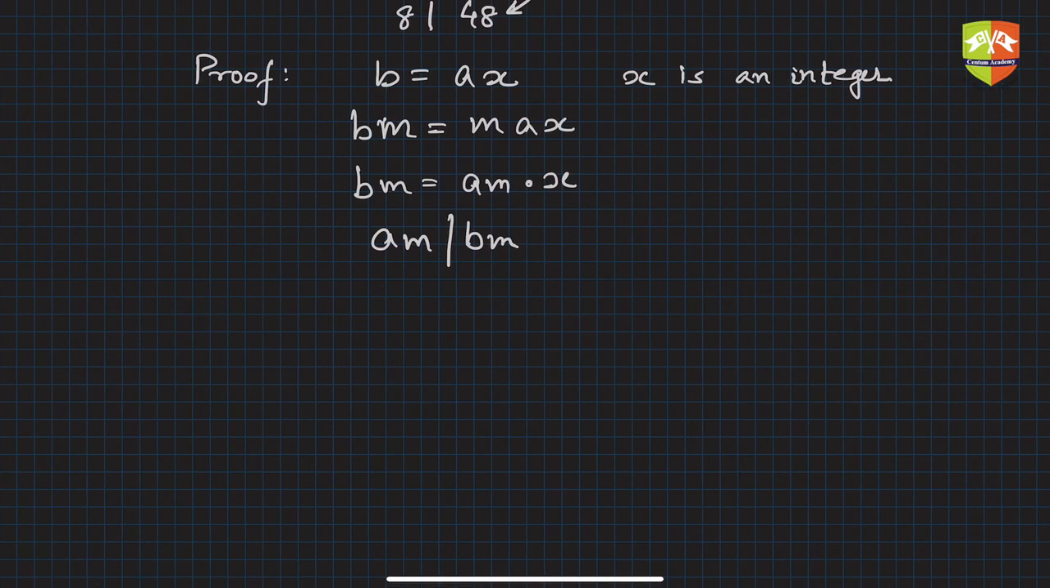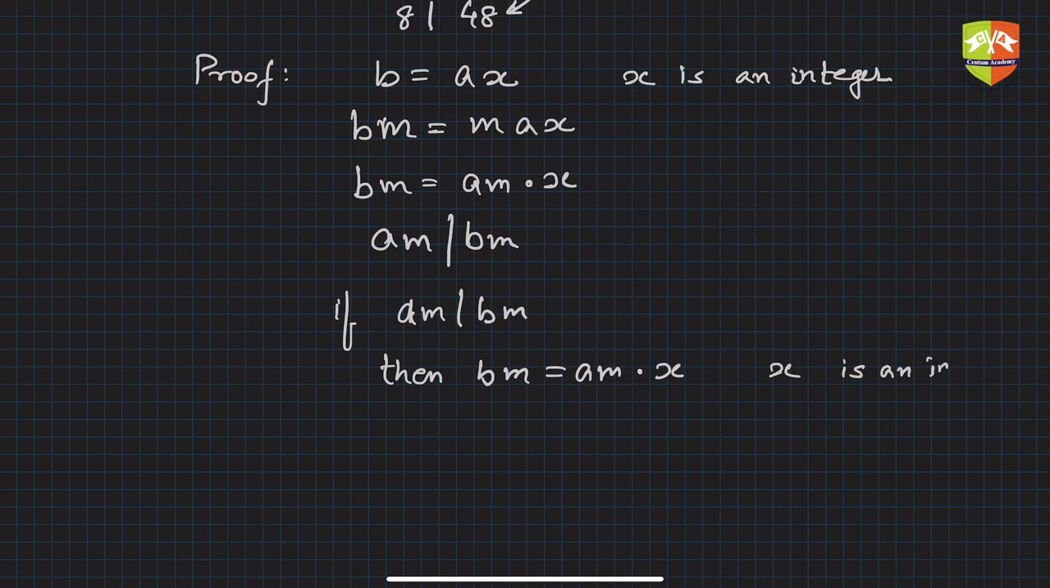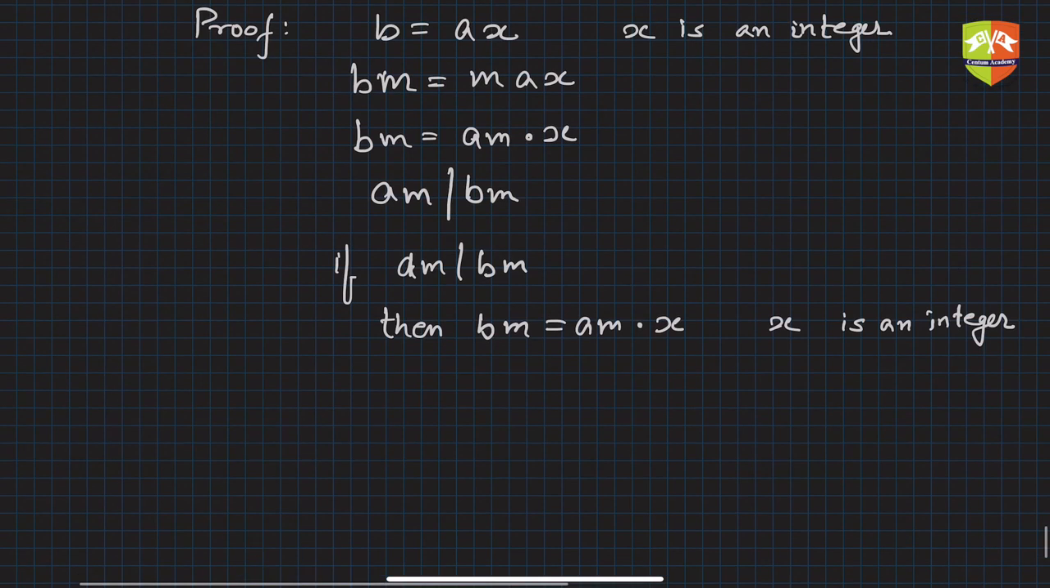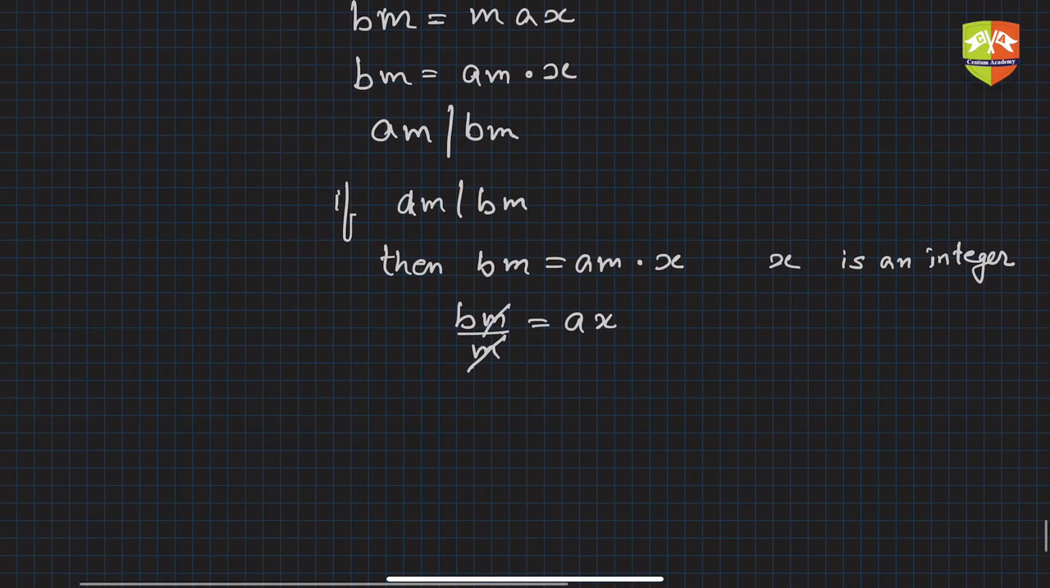Let's say the other way is also true. If AM divides BM, then we can say BM is equal to AM times some X, where X is an integer. So we can say BM by M is equal to AX. M is not 0, so I can cancel M. So hence B is equal to AX. Therefore, we can declare that A divides B.